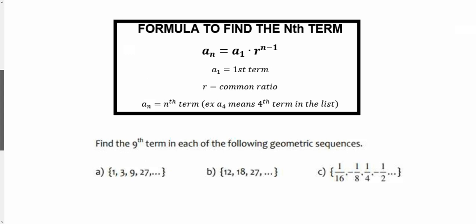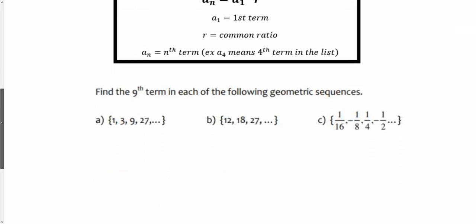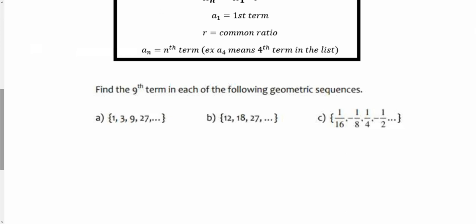So it says, find the 9th term of the following geometric sequence. So first, I know the first term. They always give it to me. A1 equals 1. I don't know r, though. What's r in this example? It's going to be 3. And I don't have to test it because they tell me they're geometric sequences. So I know for a fact they're going to work all the way through.